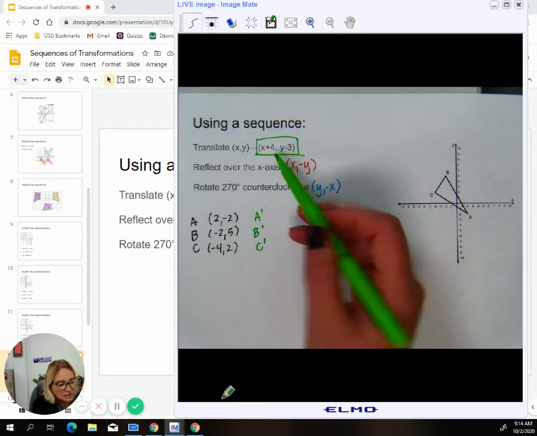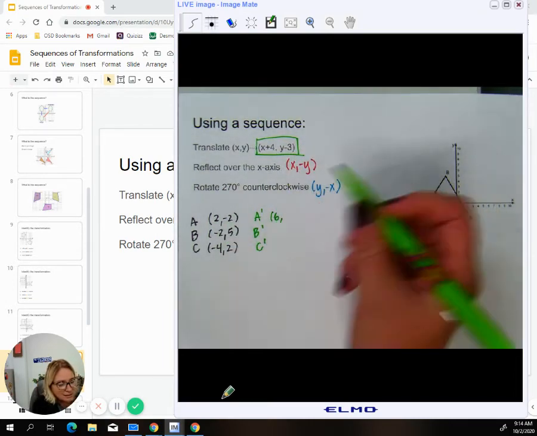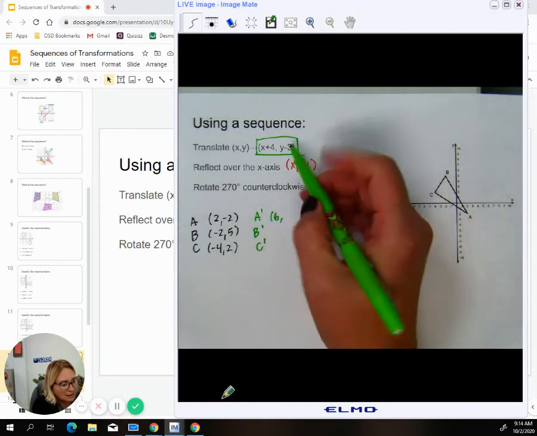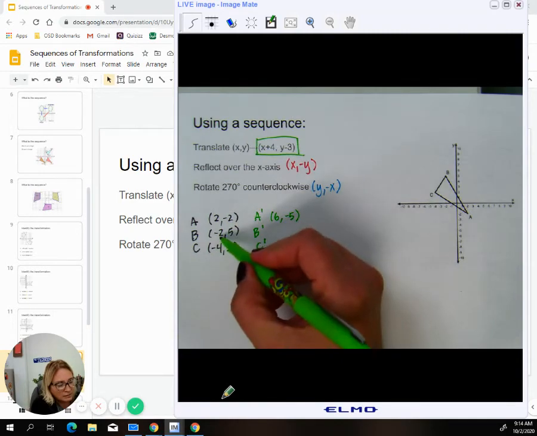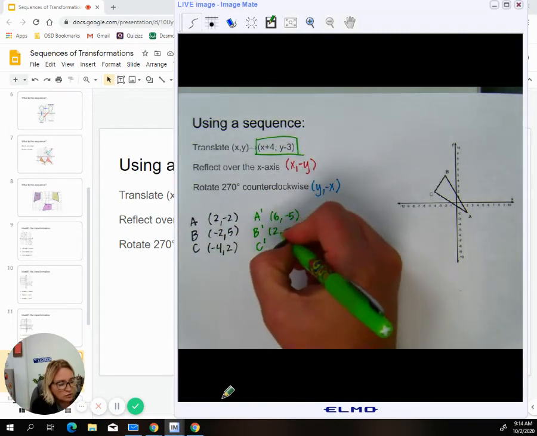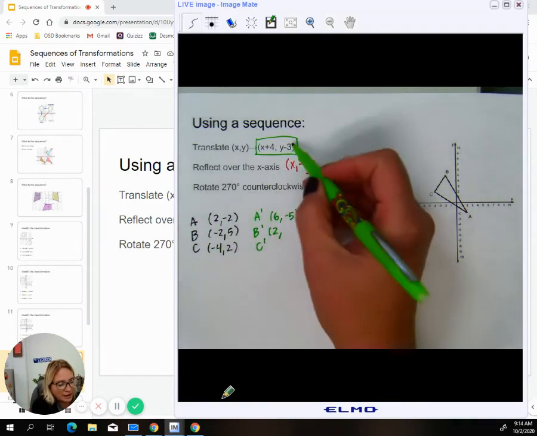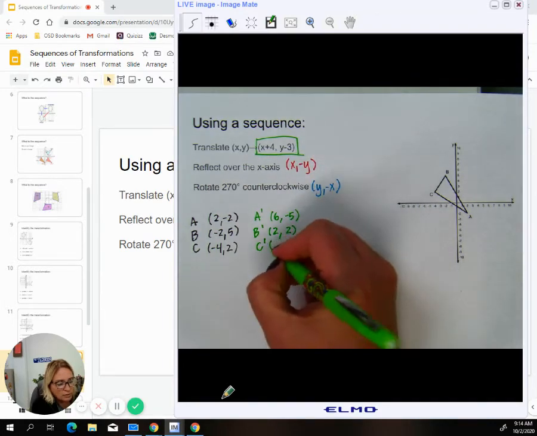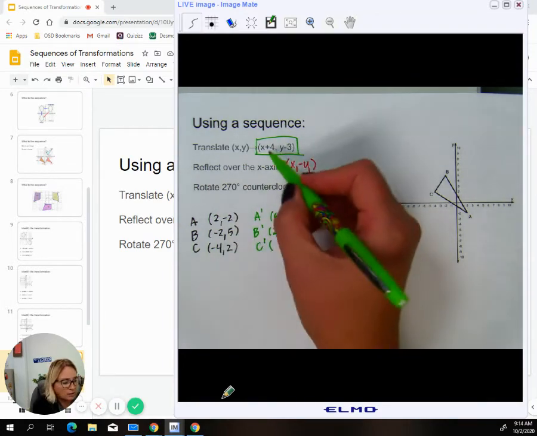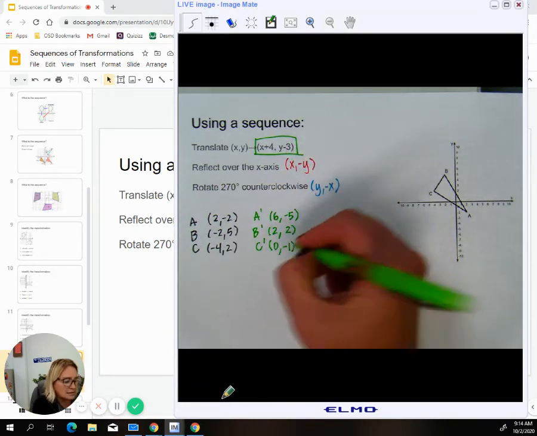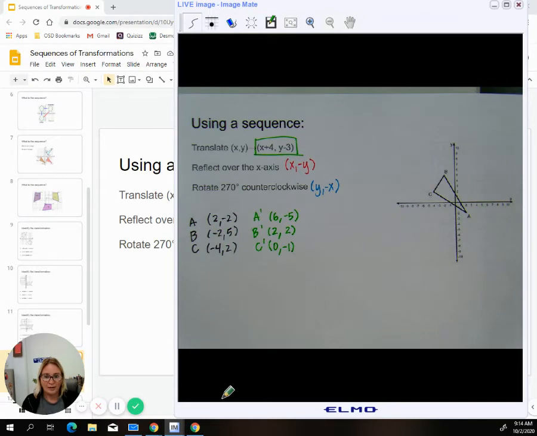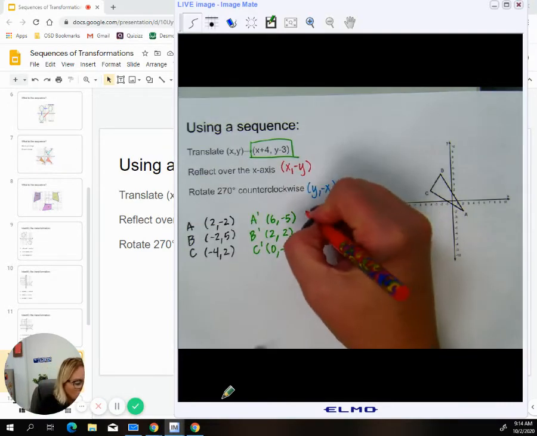So 2 plus 4 is 6. Negative 2 minus 3 is negative 5. Negative 2 plus 4 is 2. 5 minus 3 is 2. Negative 4 plus 4 is 0. 2 minus 3 is negative 1. So I've done my first step of the sequence.